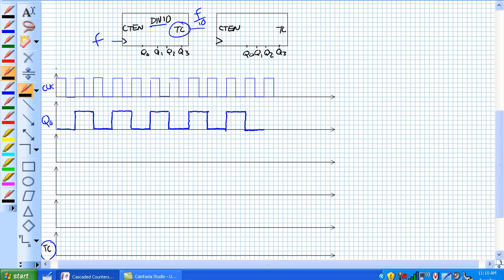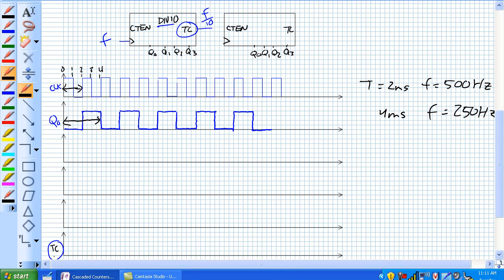and that's Q0. Notice that the frequency of Q0 is half that of the clock. So let's pretend each one of these divisions, 0, 1, 2, 3, 4, are milliseconds. What's the period of the clock pulse? 2 milliseconds. What's the frequency? 500 hertz. How long does it take for Q0 to repeat itself? 4 milliseconds. Our frequency, 250 hertz. We've done a frequency division, basically making it half. That shouldn't come as a surprise to you. You've already seen this in some of the other applications.